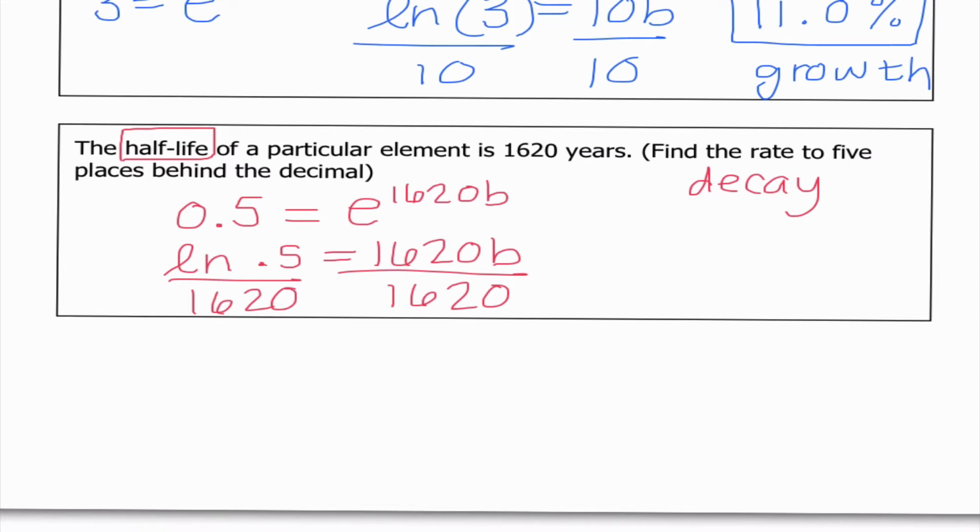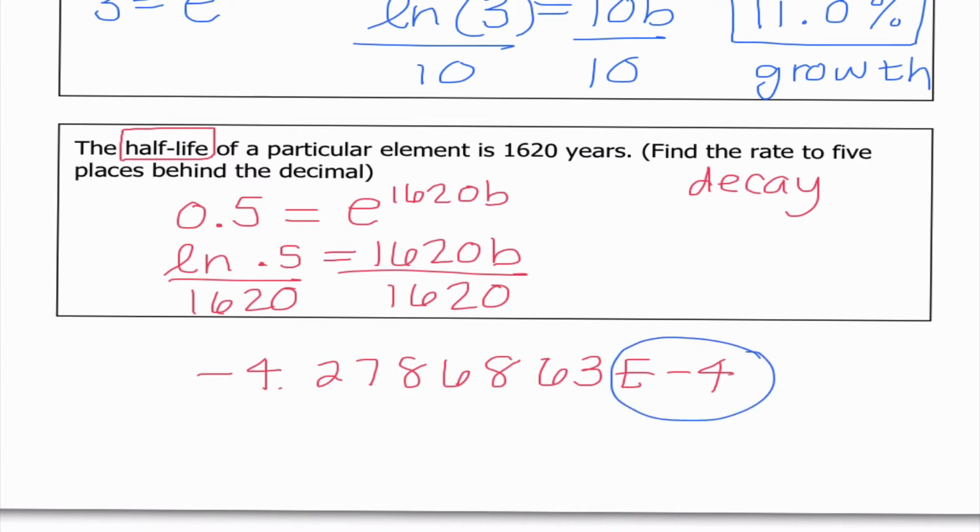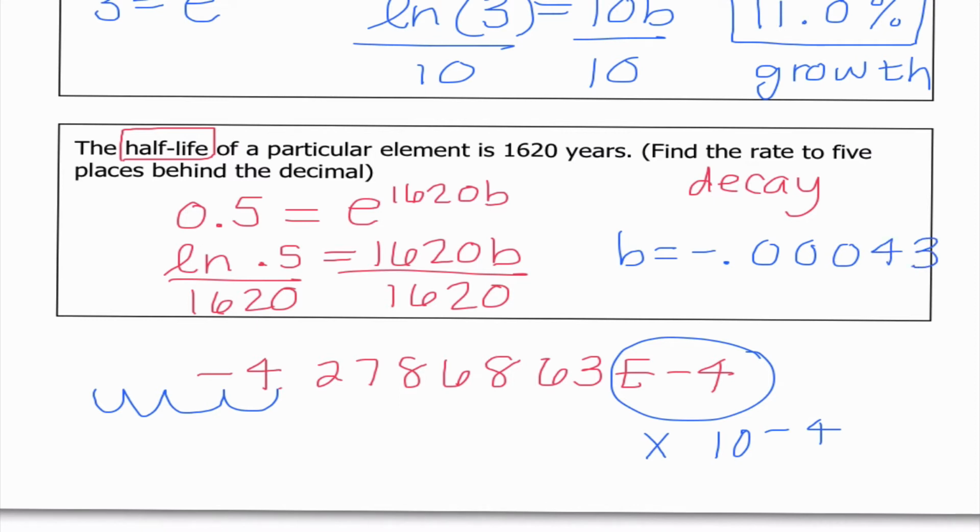And in my calculator, I get something that looks like this, negative 4.2786863 e negative 4. We know that this whole idea of e negative 4 means times 10 to the negative 4th power. So I'm going to take this, move it over 1, 2, 3, 4. So we actually get b equals negative 0.00043. And the reason why I did this, it told us to find the rate to 5 places behind the decimal. So we're going to go ahead and leave it like that.